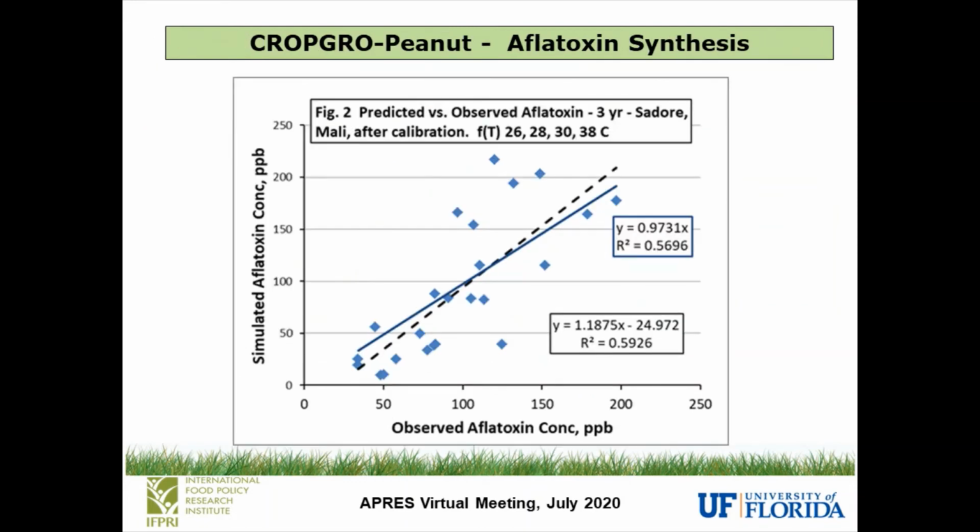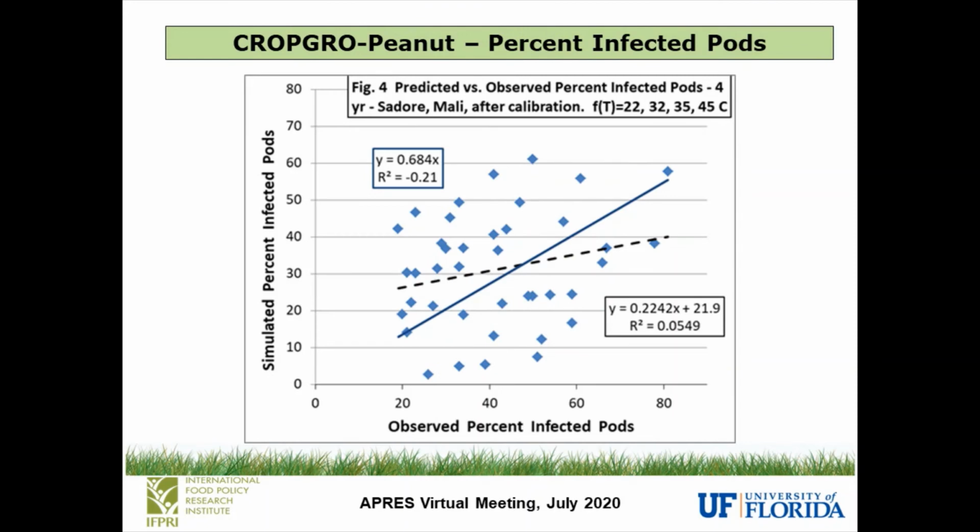This illustrates the success after model calibration. We did modify some of the temperature functions, and they don't agree exactly with the ones from Dawson, Georgia. I'm not sure why. But simulated aflatoxin compared to observed, and the blue line is a regression with the slope 0.97. This is if we have an intercept in the line, but we had pretty good predictions. This is with Sadore, 3 years of data. Percent infection, in fact, was quite high in most of the observed. I'm not sure whether they may have had some insect problems and other things with this cultivar, JL24. So there is some relationship of some predictability there, but it's not as good.